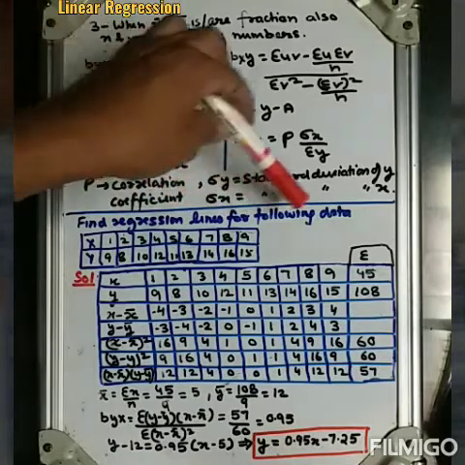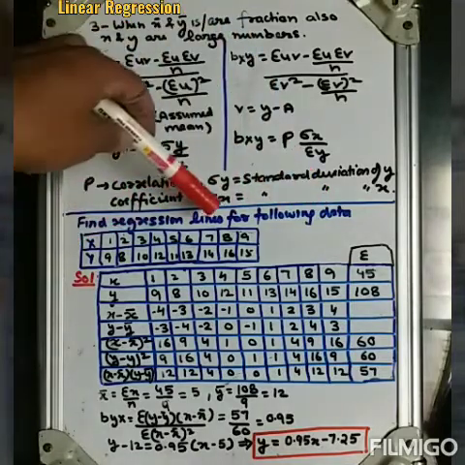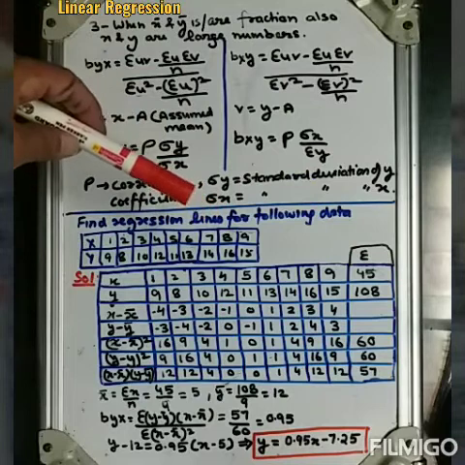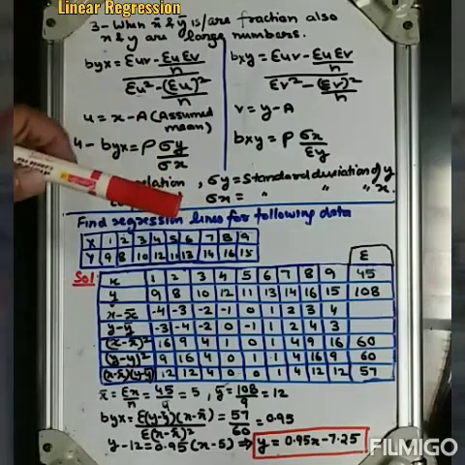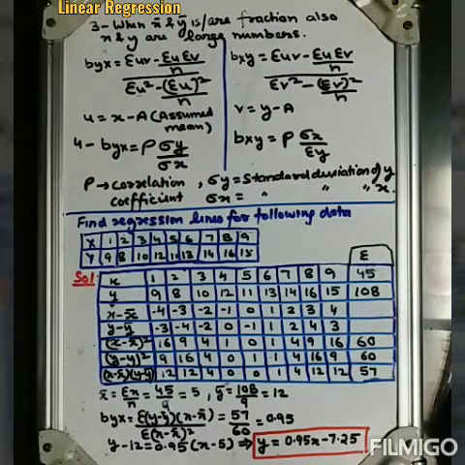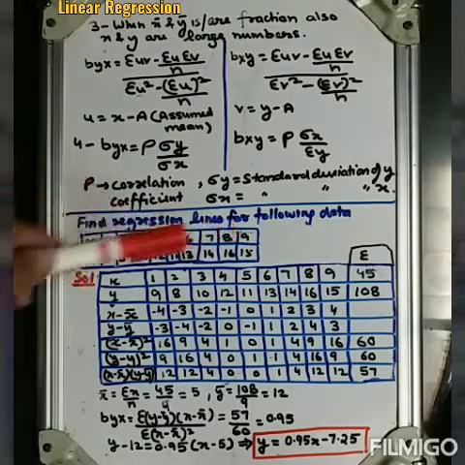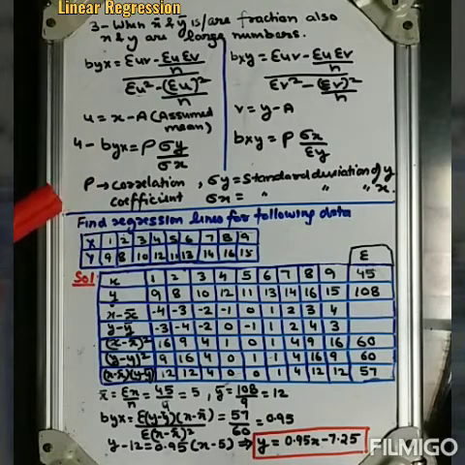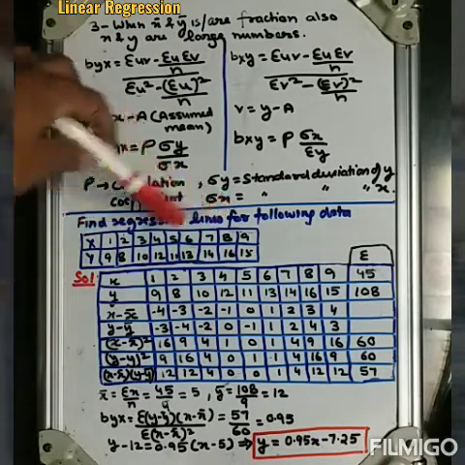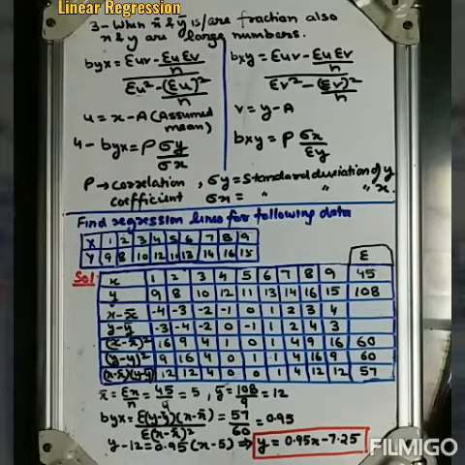Find regression line for the following data. We have to find the regression lines. Lines means the two types we discussed, x on y and y on x. Both the equations we have to find. It is not mentioned which regression line we have to find, that means we have to calculate both the lines, x on y and y on x. So we are going to calculate y on x first. Then in the same way you can do x on y yourself.